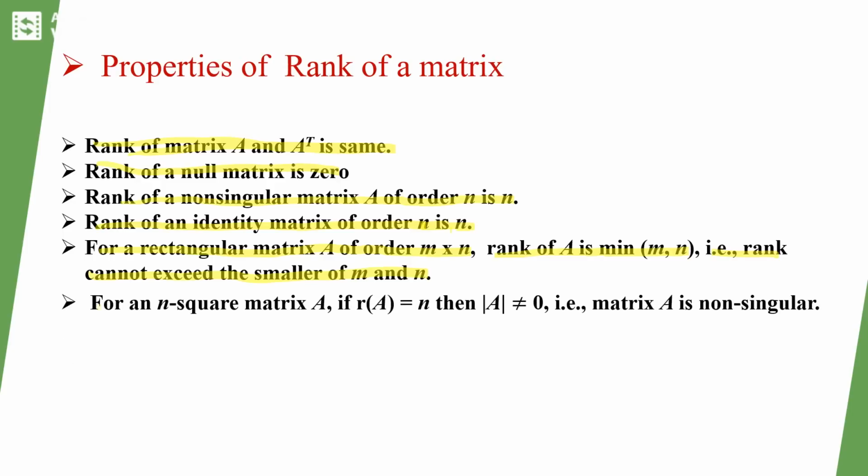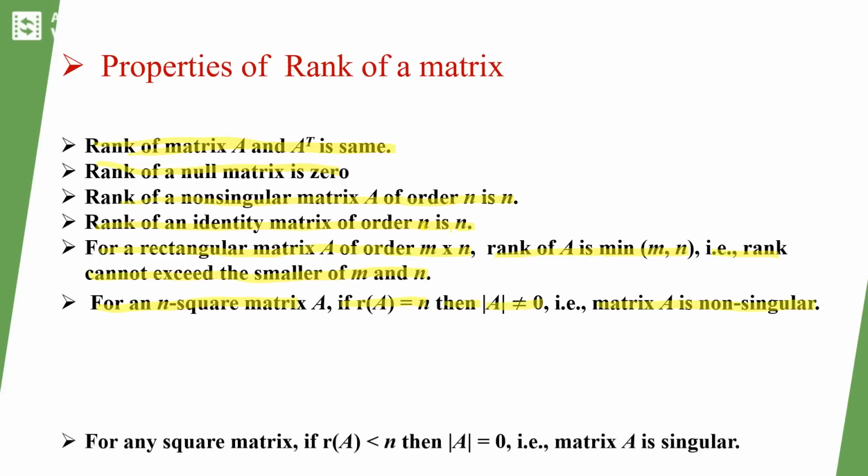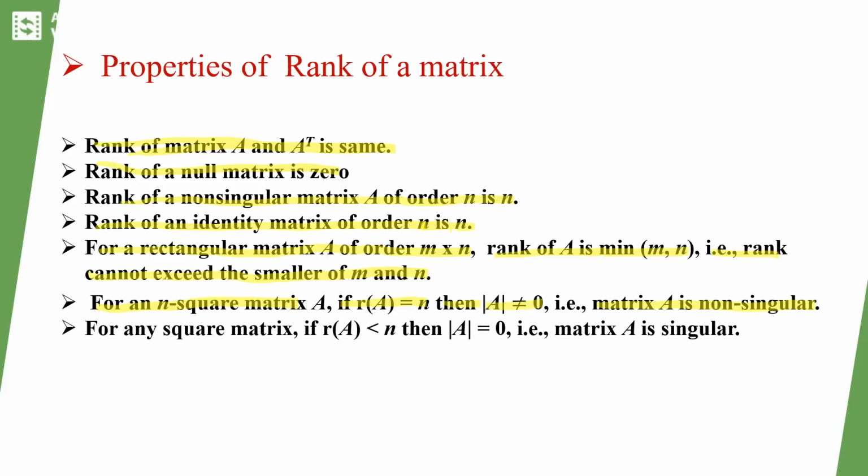For a square matrix of order n, if the rank of A is n, then we say the determinant of that matrix is nonzero, and also we can say the matrix is non-singular. And for any square matrix of order n, if the rank is less than n, then we say the determinant of that matrix is 0, and the matrix is singular.